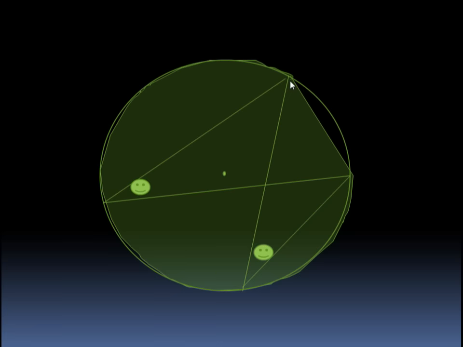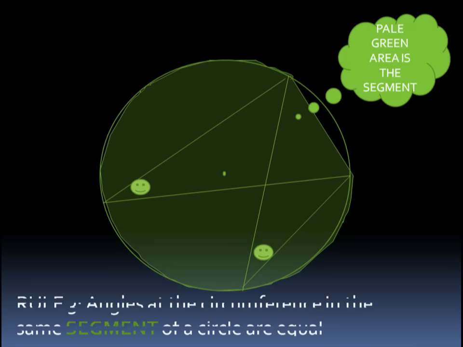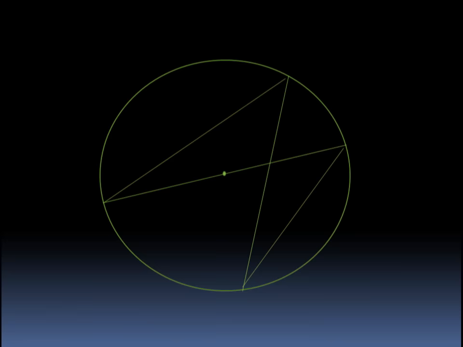So what does that imply? Even the other way around, if we draw a line here, because it cuts the circle into two segments, this segment here is minor, and this bigger part is the major segment. These two angles are in the same segment, so they're equal. Those two are equal. If I draw a chord here, then down here, these two angles in the same segment will be equal.